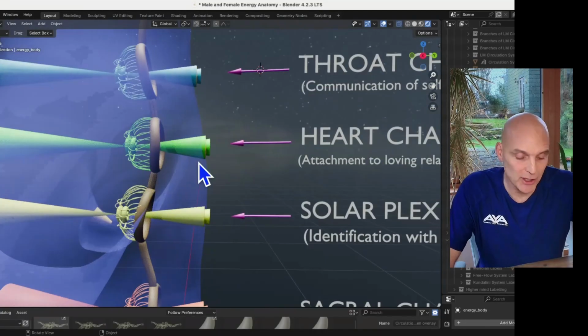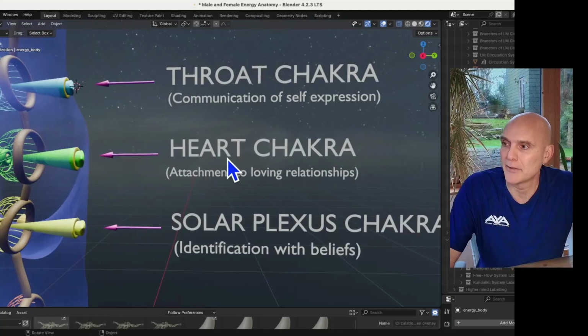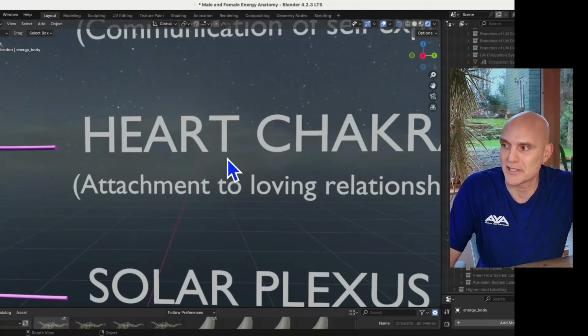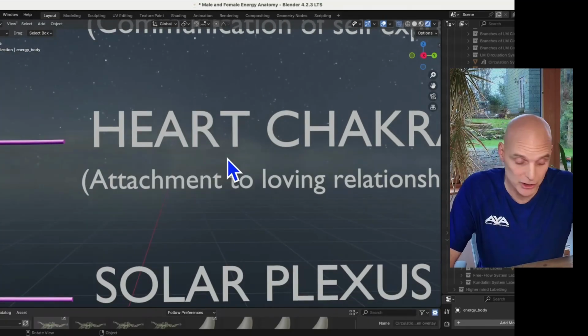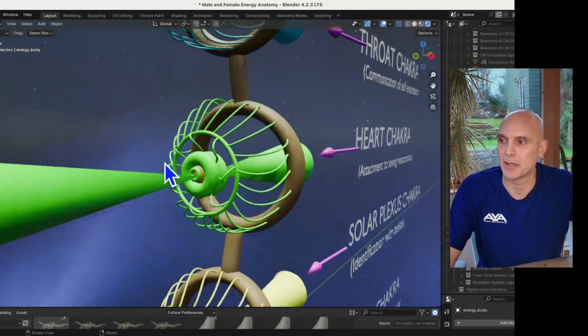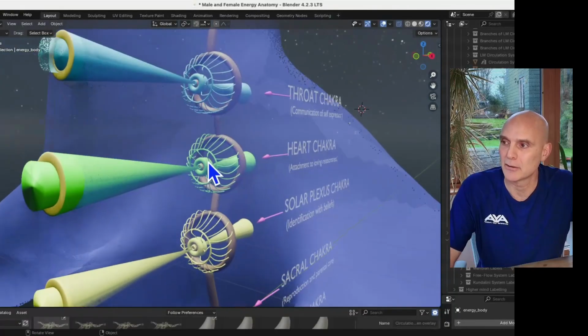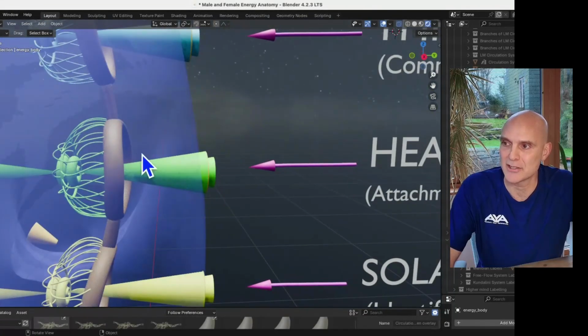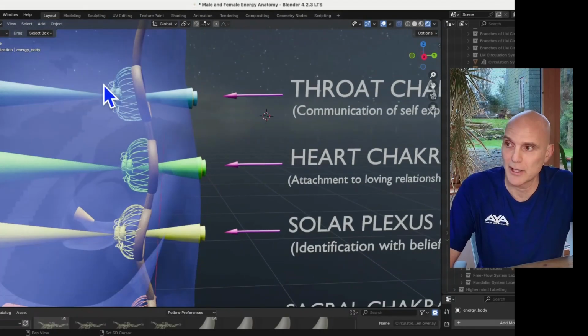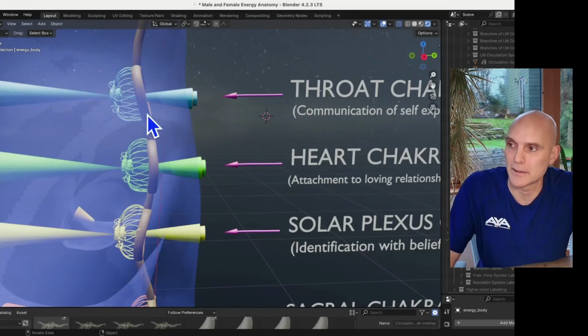So moving on to the heart chakra. The heart chakra is about attachment to loving relationships in its emotion regulating function. And the energy pump function is the same. Golden energy comes in, green energy is filtered out and sent into the chakra manifold. This chakra manifold is going up the spine and linking all the chakras together.